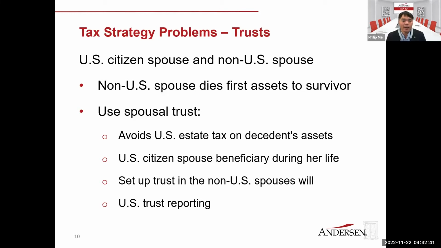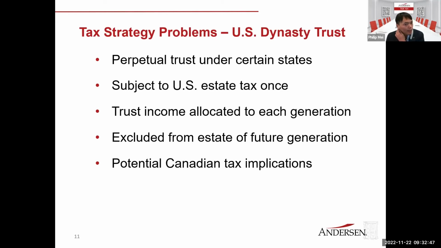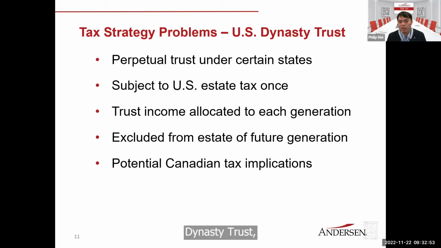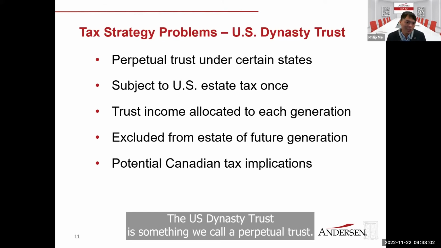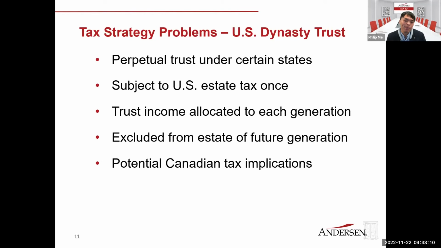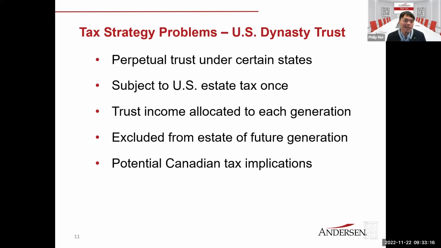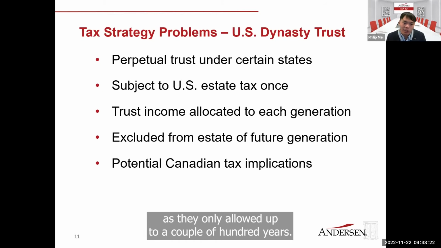Yeah, you're right. And then the next one, we're going to bring up an example of a US trust. This is probably a relatively new concept for a lot of our audience. It's called the US Dynasty Trust. In contrast to the 21-year rule Krista just mentioned for Canadian trusts, the US Dynasty Trust is something we call a perpetual trust. That means it could last forever if it was set up properly, and only under certain states. Every state in the US has slightly different trust laws. Certain states allow them to be perpetual, certain states only allow up to a couple hundred years.